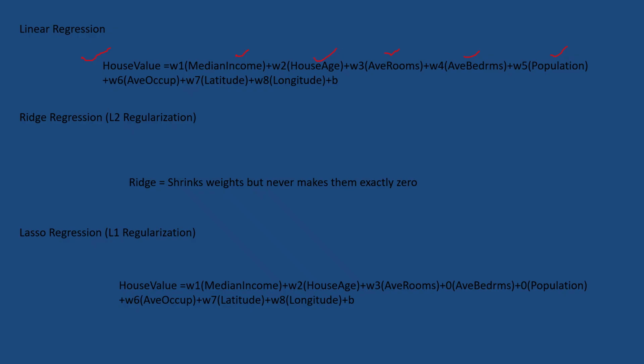And every feature has an associated weight. And at last you see B, which is bias. So linear regression is basically going to consider all the features, and it is going to assign a weight to every feature, and there will be a base value.